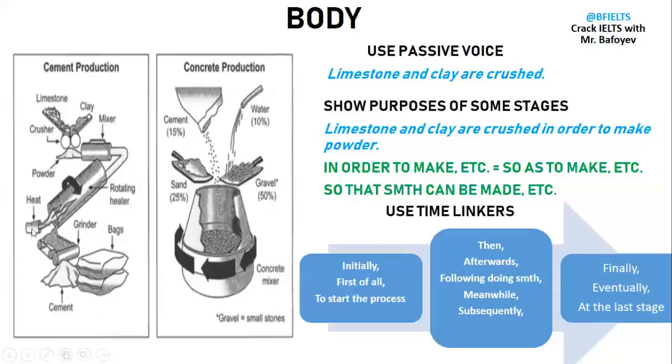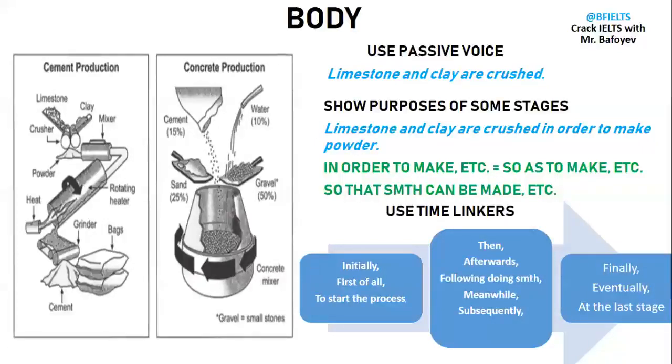Here, as you see, rotating heater and heating from the bottom part of that equipment is happening at the same time. So meanwhile is more suitable and more effective when describing that two actions are happening at the same time. And subsequently can also be used to say that the step after this is, or like finally, eventually, at the last stage. Eventually, having been ground, cement is ready for packaging, you can say here. So we've basically written the cement production part right now. These are the sentences which are really important. These are three elements that are really important in process essay writing.